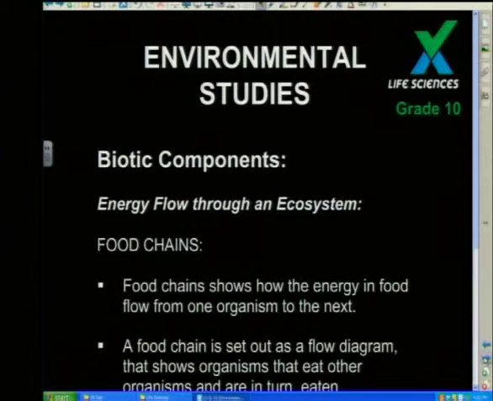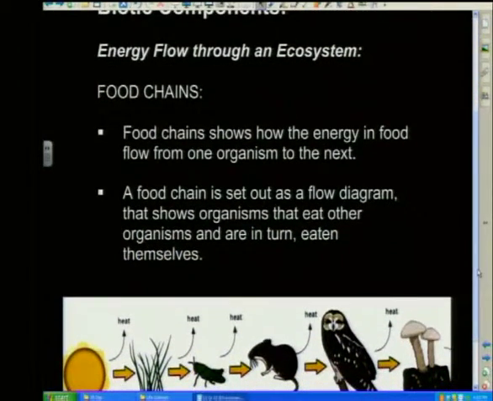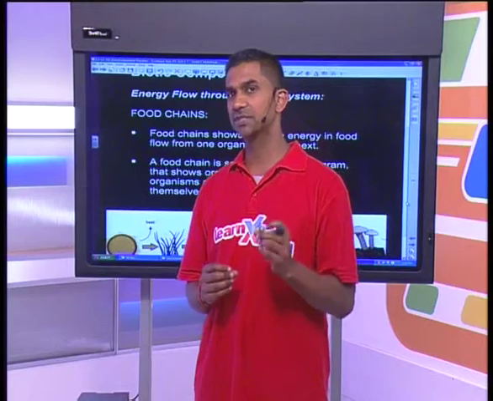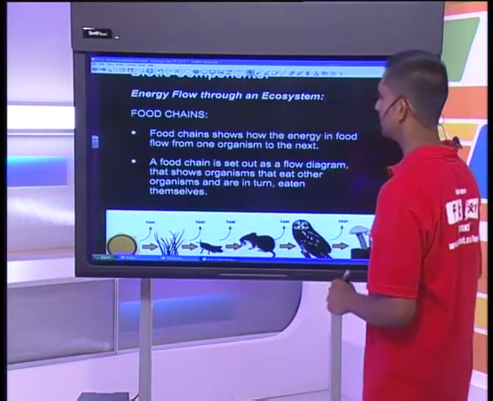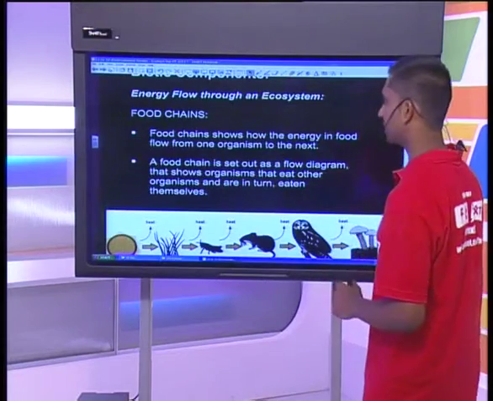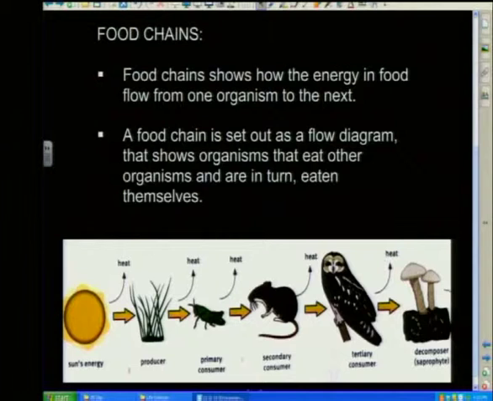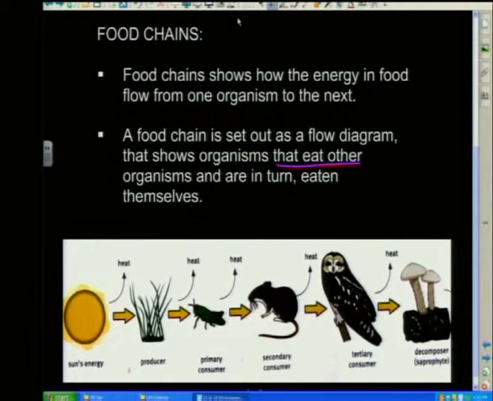Let's move on to the next slide, and let's look at what food chains are. Last week we spoke about food chains, and we said that a food chain was an illustration or representation of how energy was transferred from one organism to the next. Here we see a food chain set out in a flow diagram that shows how the organisms eat other organisms, and are in turn eaten themselves.